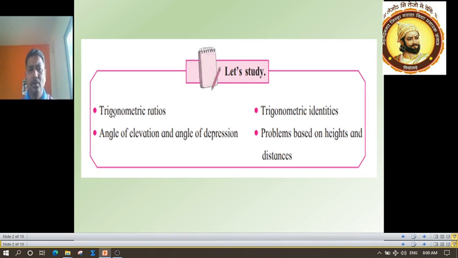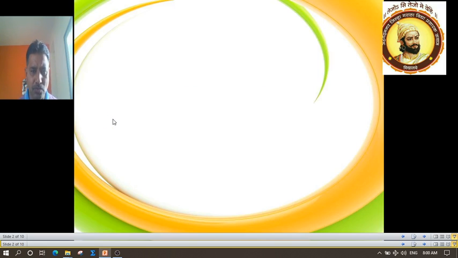So in this standard we are going to study trigonometric ratios and trigonometric identities. The remaining 2 topics, angle of elevation and angle of depression, and problems based on height and distances, are deleted by the SSC board. So consider trigonometric ratios. First of all, let us revise the 9th standard.